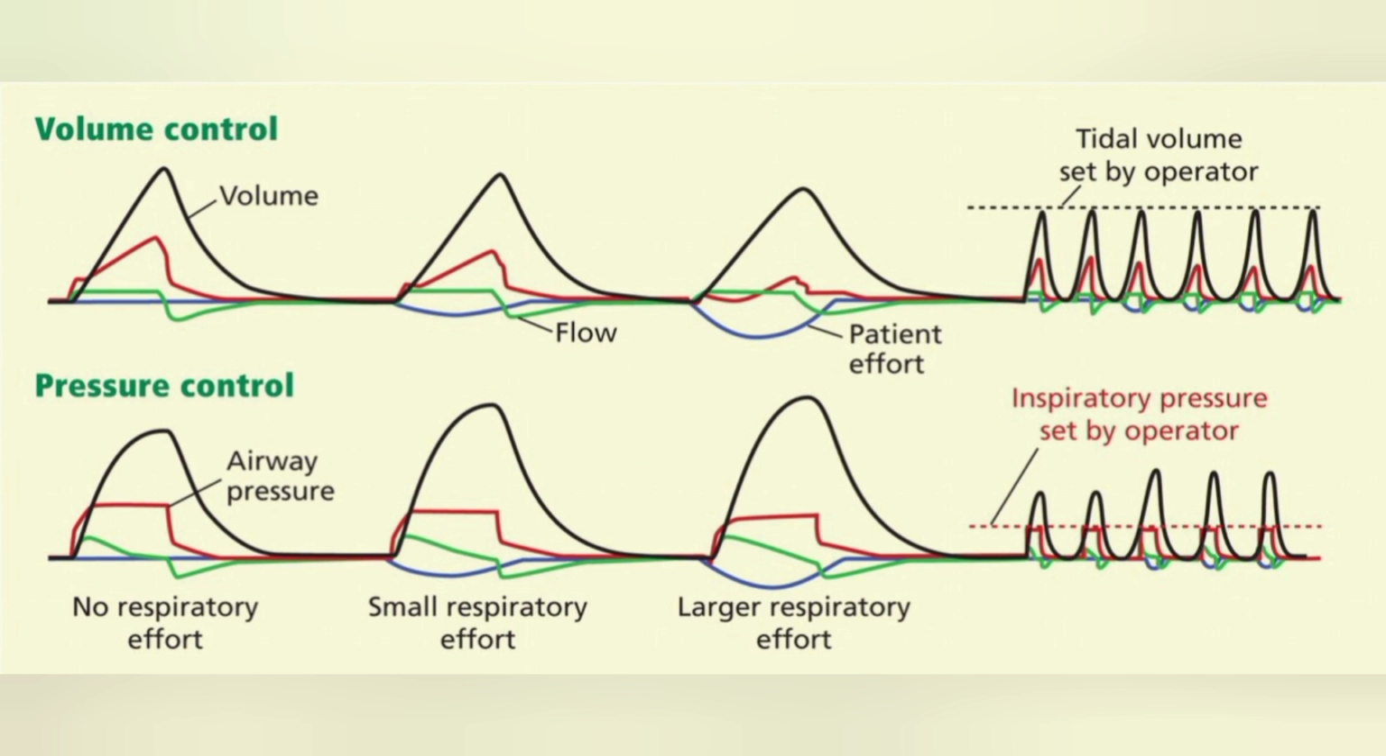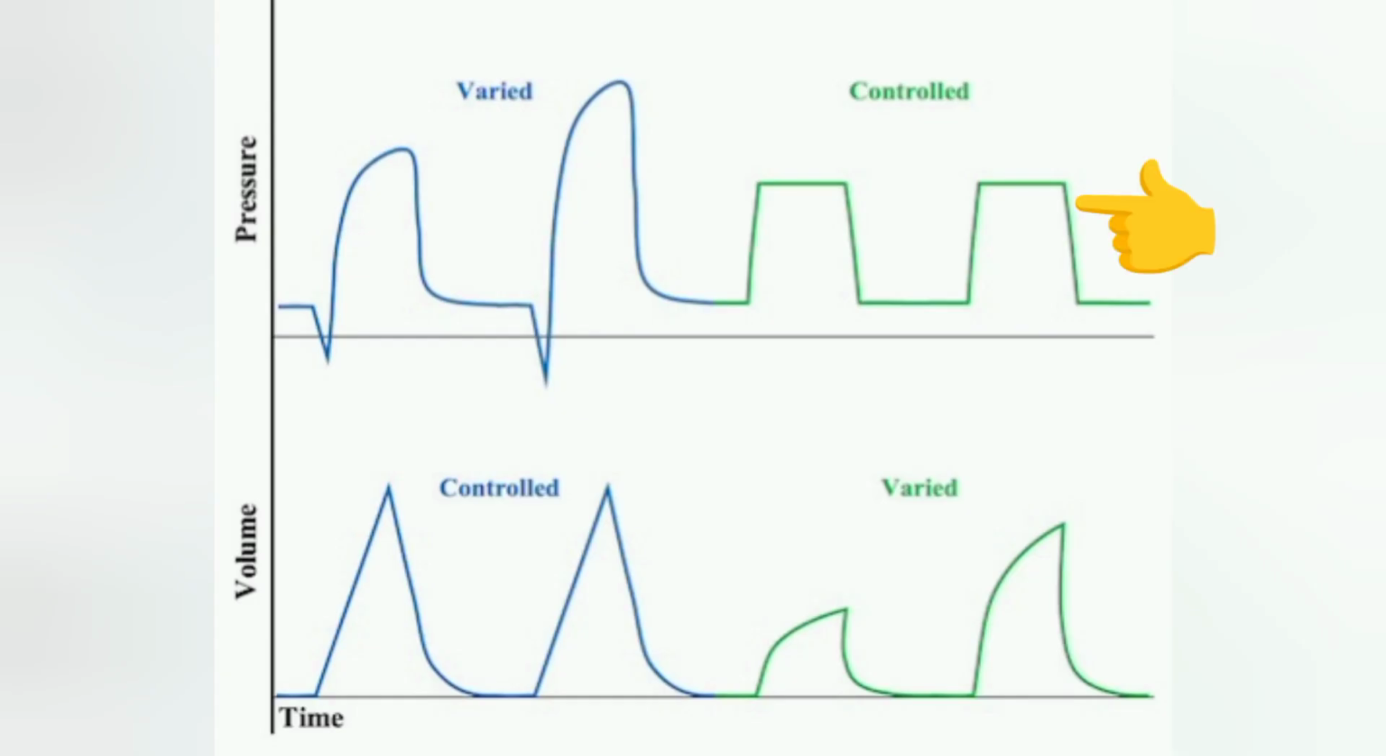Second mode is pressure control. In this mode, the doctor sets how much pressure should be maintained inside the patient's lung while inhaling and exhaling. In this mode, pressure is maintained constant and according to the lungs' response, tidal volume keeps changing but it should be in the normal range.